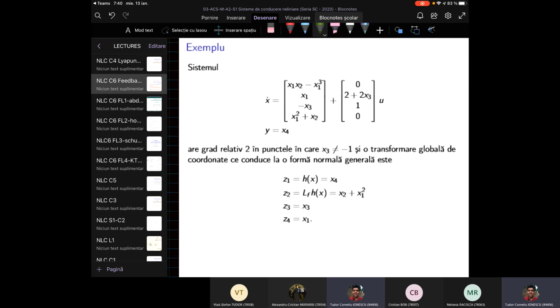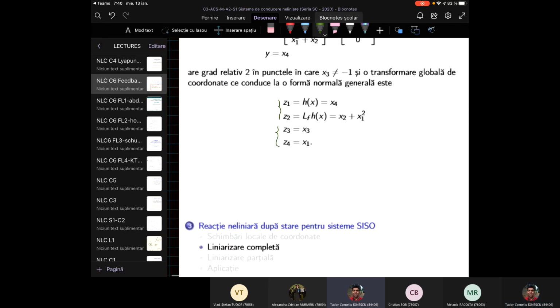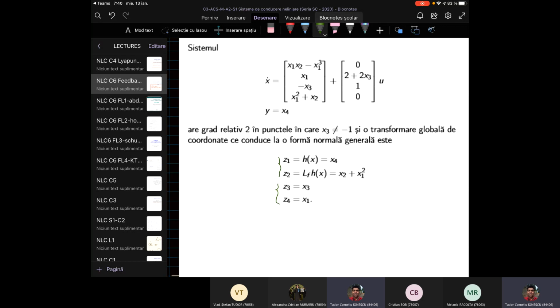And an example is this one. You have this fourth order nonlinear system, good heavens, which has a relative degree in all points x3 which are not -1. And the global coordinate transformation is this one, because he's picking the rest of the functions to be just anything. And if you substitute, you need to substitute this back into this, and see what happens.